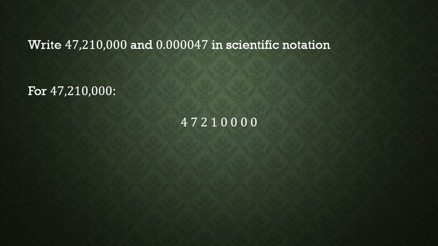So starting off with 47,210,000. Right now, our decimal point is right here. I have to move this to the left, and I'm going to move it to the left until there's only one number to the left of that decimal point. So I'm going to move it to where it's right there. As you move this, you can actually do this on your paper, or you can just count inside your head and just go 1, 2, 3, 4, 5, 6, 7.